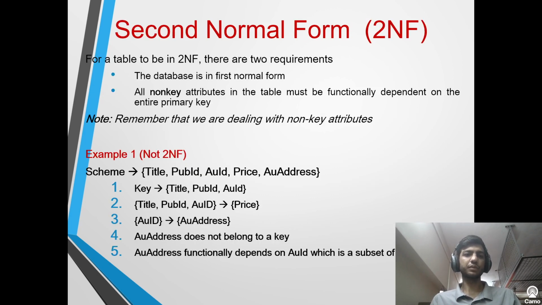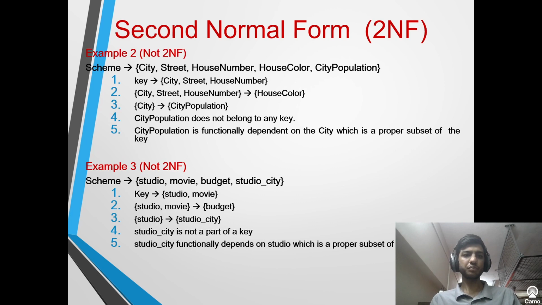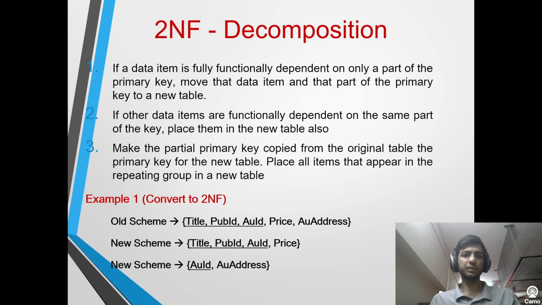Second normal form. For a table to be in second normal form, there are two requirements. The database should be in first normal form, and all non-key attributes in the table must be functionally dependent on the entire primary key. And here is the example where this is not in second normal form, as AU address does not belong to a key. AU address functionally depends on AU ID, which is a subset of a key. And a few more examples of this.